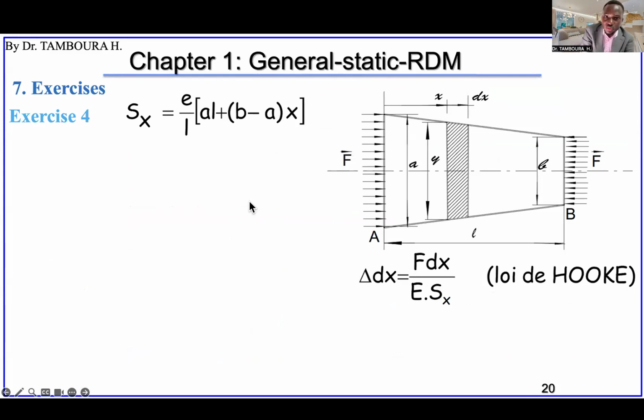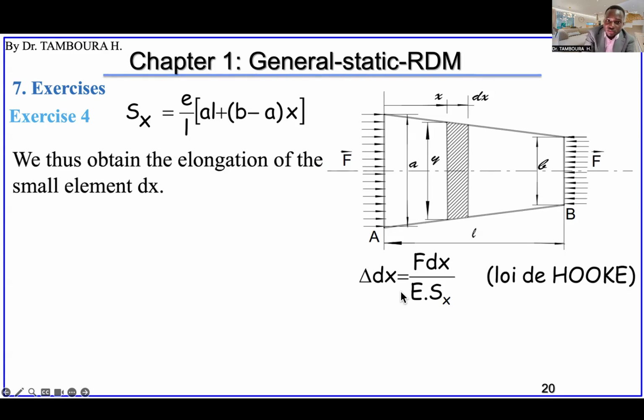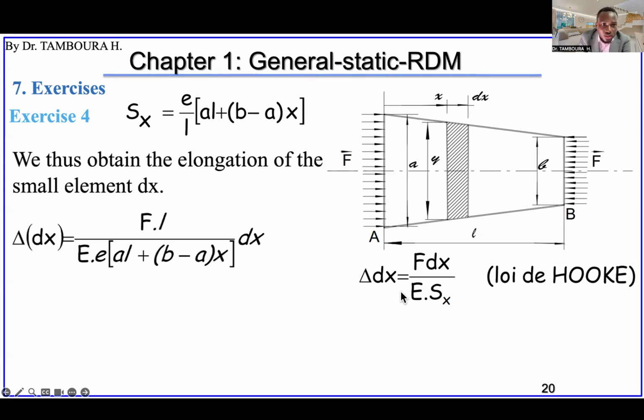So this value of S, this expression, this formula of S will be replaced in this equation. So we can have our variation in the length. Okay, and it will be like this. By replacing, we can have delta dx. Okay, just replacing this x. The dx here is the same.